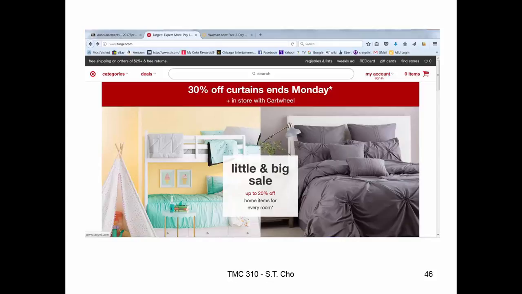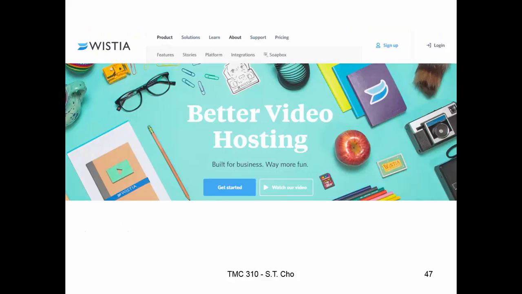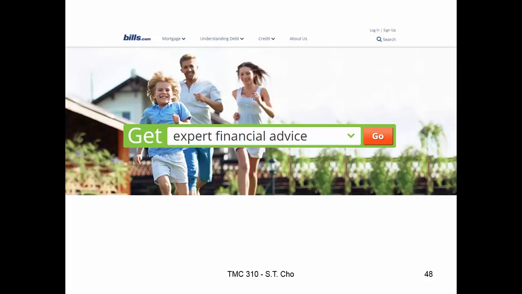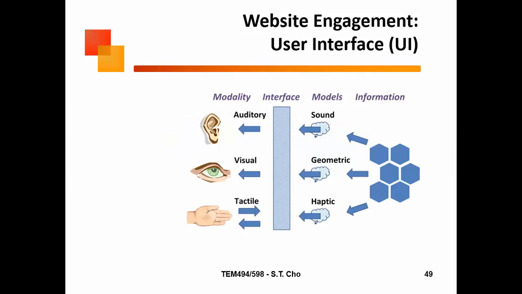Anyway. Here's an example of the landing page for Target. As you can see, very clean, and they're making their points about what they want you to do. They're creating time urgency, that the sale ends soon. Wistia, better video hosting, and so they're a video site. ASU uses them to a certain degree. Bills.com gives you a drop-down menu, so you can tell them what it is that you're actually interested in. And if you also notice in the upper right-hand corner, they have a login.